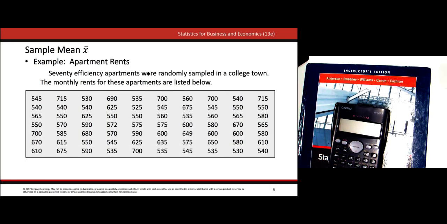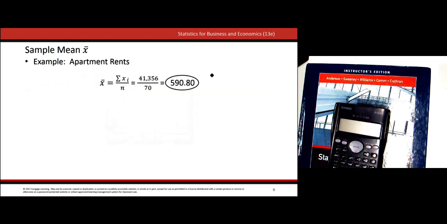Now we have 70 efficiency apartments randomly sampled in a college town, and monthly rents for these apartments are listed here. Now how do we calculate the sample mean? We have to add all the observations, all these 70 apartment rents, divided by 70. So the mean is 590.8.